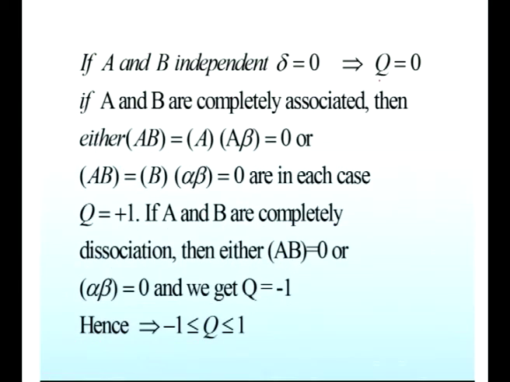Okay. So, if A and B are independent, delta is equal to 0, delta being in the numerator of Q. Therefore, delta equal to 0 also implies Q is equal to 0. So, if A and B are independent, Yule's coefficient of association is 0. If A and B are completely associated, then either Ab is equal to 0, or AB into alpha beta is equal to 0, and in each case Q is equal to plus 1. Next, if A and B are completely dissociated, then either AB is equal to 0 or alpha beta is equal to 0, and in this case Q is equal to minus 1. So, Q is taking the values minus 1, 0 and plus 1. So, Q ranges from minus 1 to plus 1.